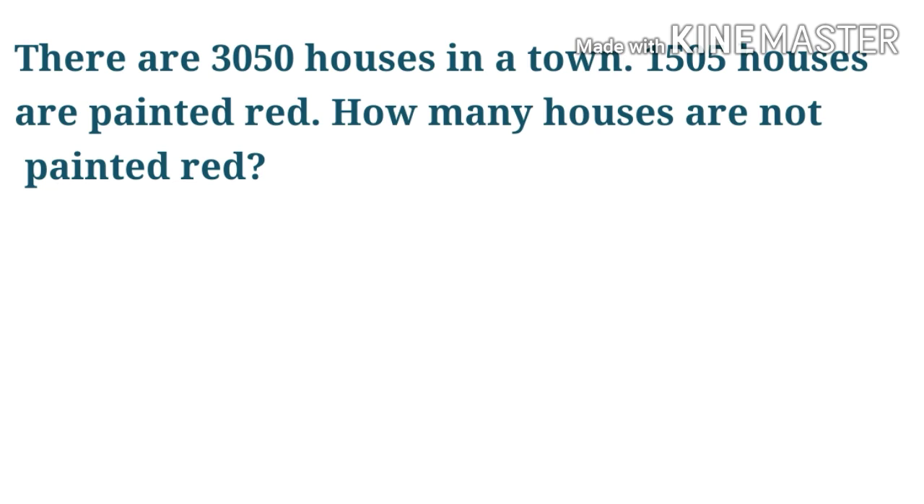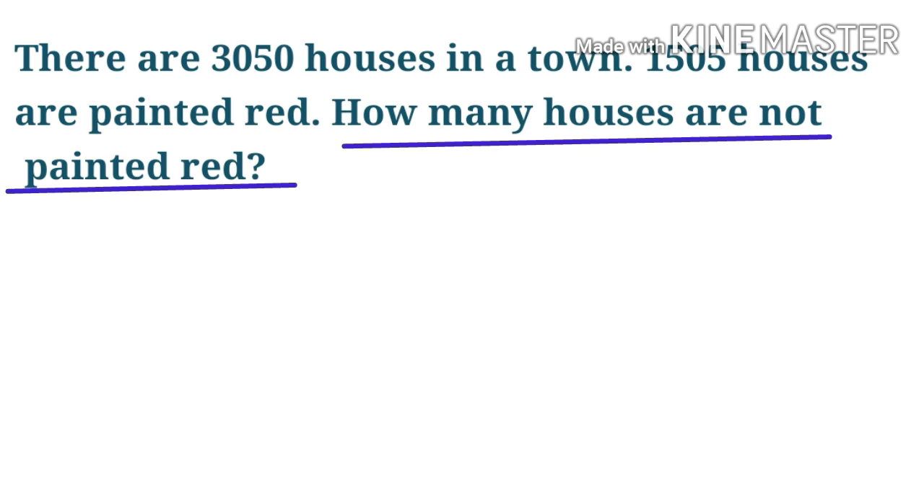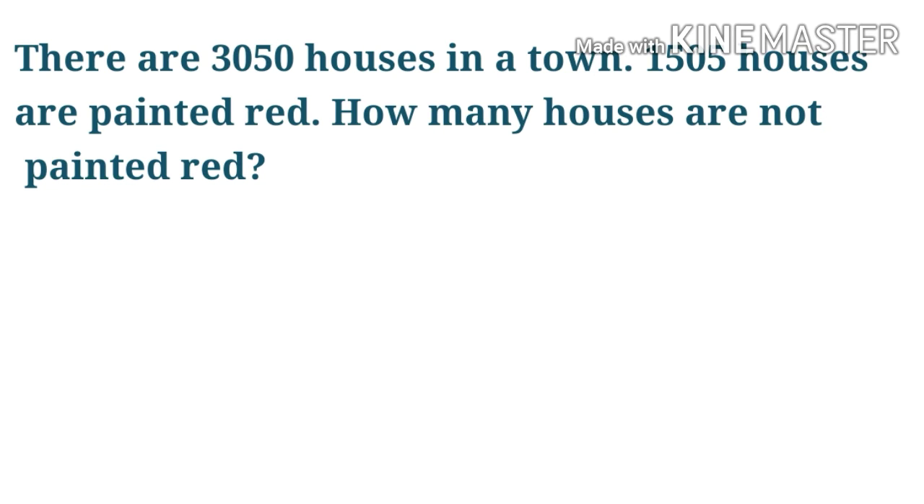There are 3,050 houses in a town. 1,505 houses are painted red. How many houses are not painted red? See children, in this question, what are the informations given? Yes, total number of houses is given and also number of houses painted is given. Then what we need to find out? Yes, how many houses are not painted red? That means number of houses left to paint.